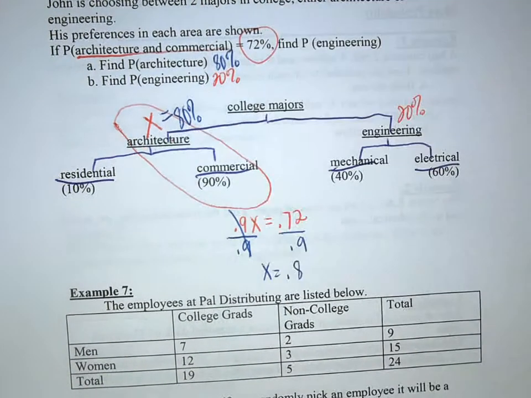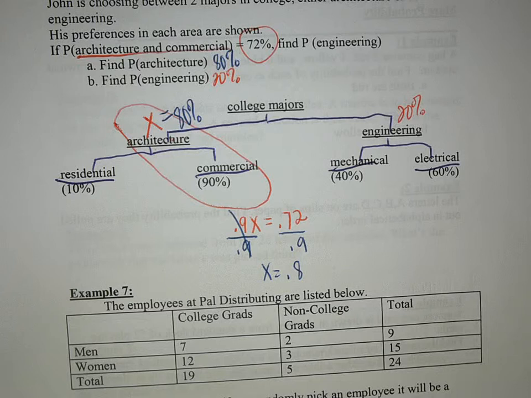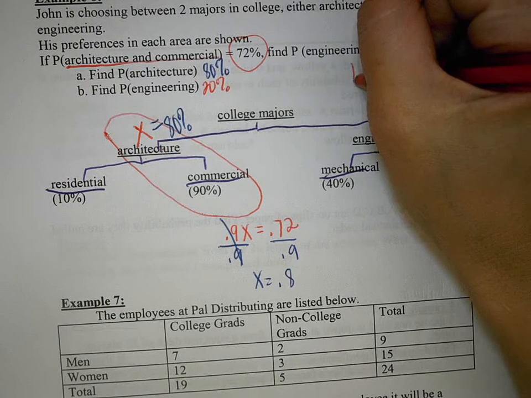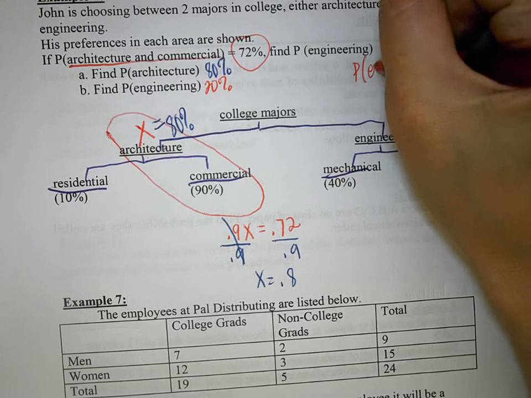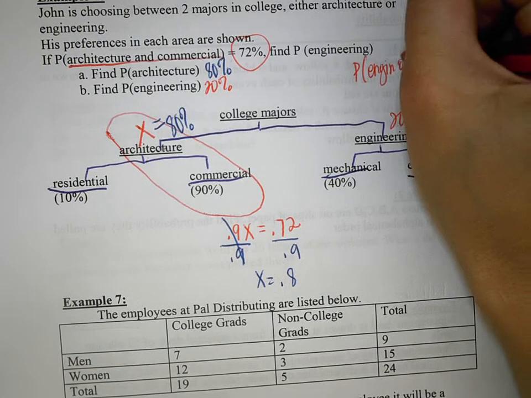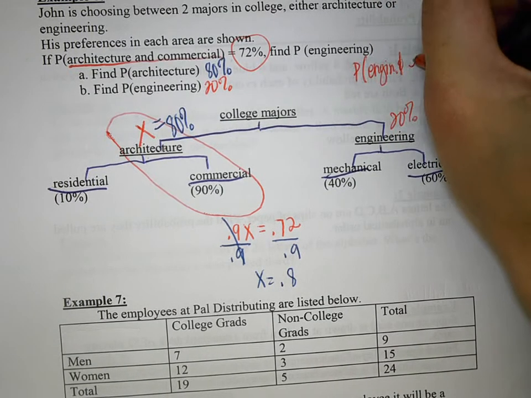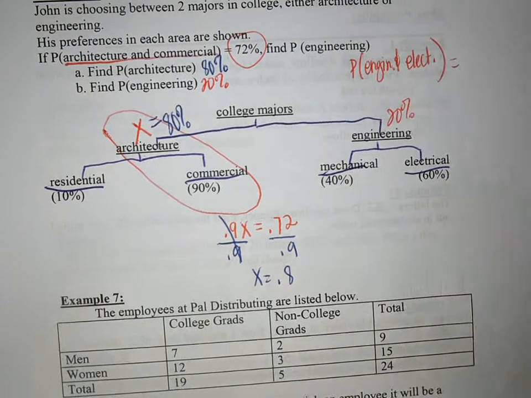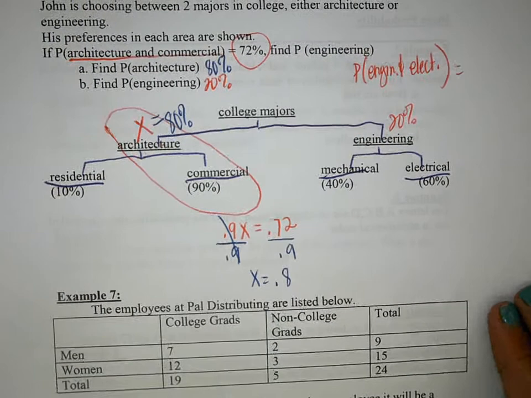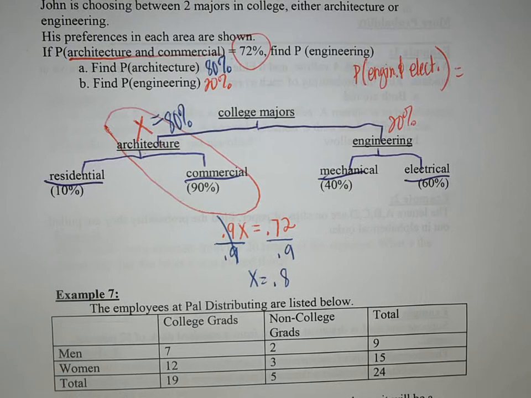Okay, now to just double check you understand, if I said, what is the probability of him becoming an electrical engineer? So that'd be engineering and electrical. How would you find that answer? What would you do? An electrical engineer.